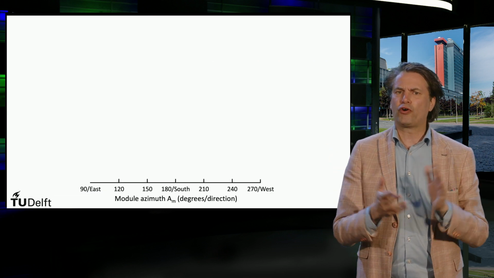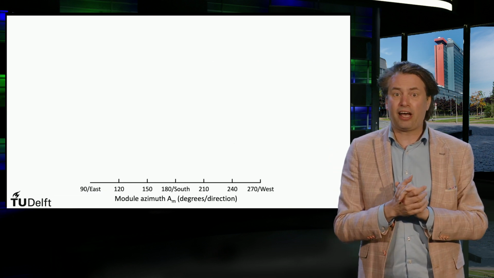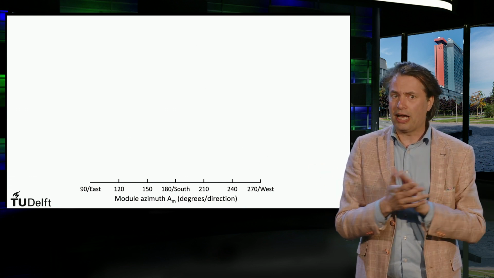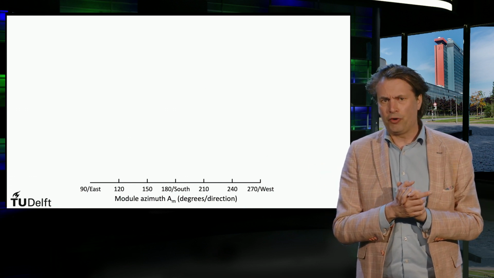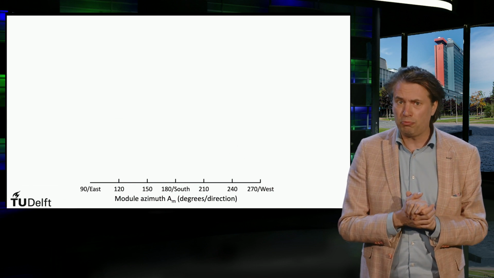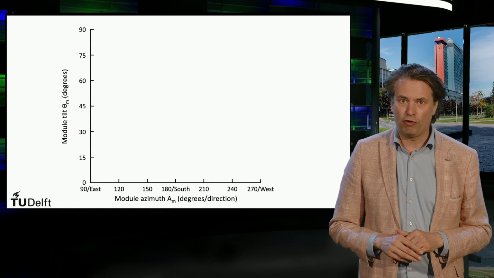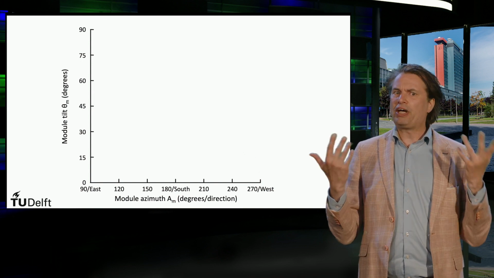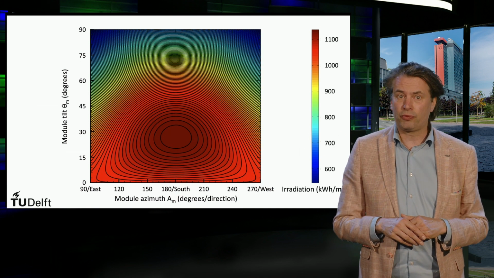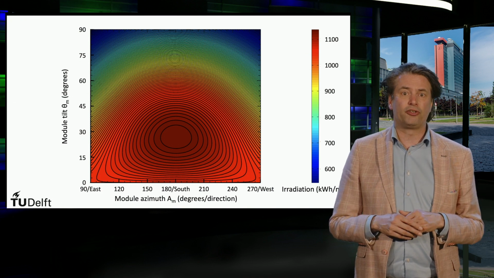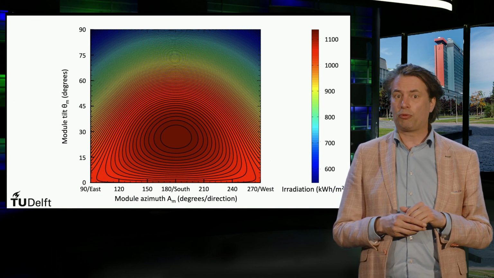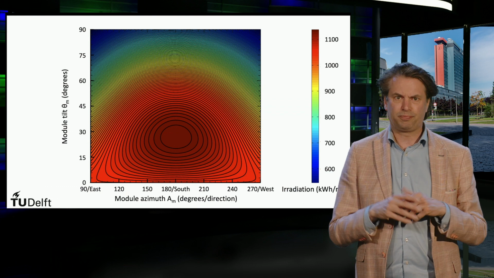Let's first focus on the fixed panel. We can calculate a contour plot like the one shown here. On the horizontal axis we have the azimuth of the module, while on the vertical axis the tilt angle of the module is plotted. We can populate the contour plot with the total amount of energy incident on the module in 1 year as a combination of tilt and azimuth.